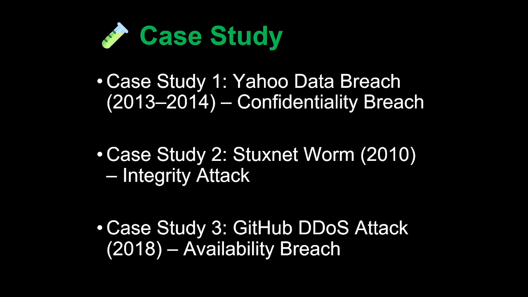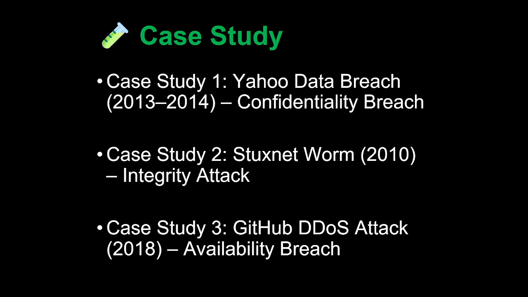Now we are starting some case studies. In the Yahoo data breach in 2013 to 14, a huge amount of data leaked from Yahoo and confidentiality was breached. In the case study of the Stuxnet worm in 2010, the data was changed, so an integrity attack occurred.